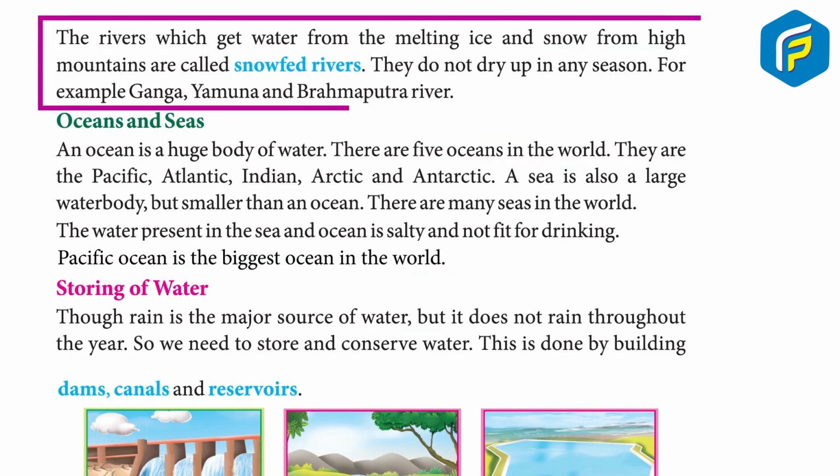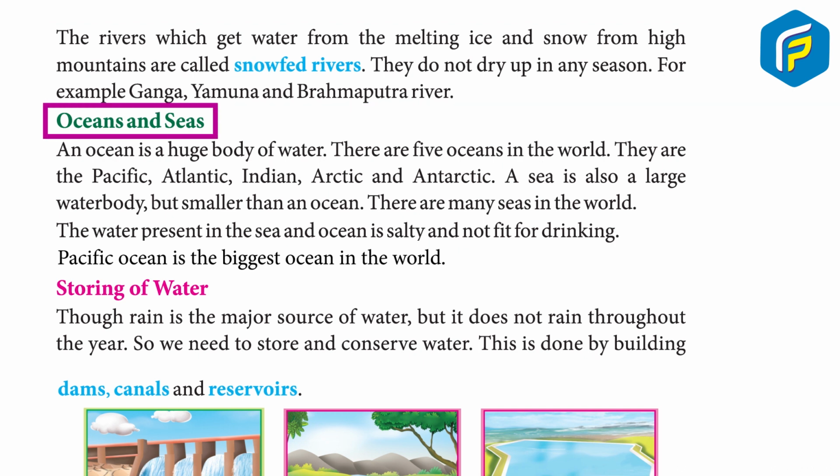The rivers which get water from the melting ice and snow from the high mountains are called snow-fed rivers. They do not dry up in any season. For example, Ganga, Yamuna, and Brahmaputra rivers.